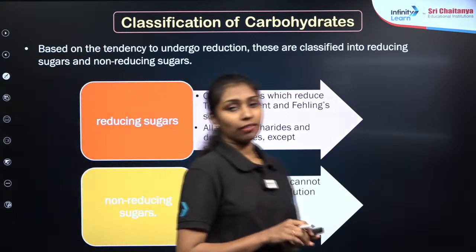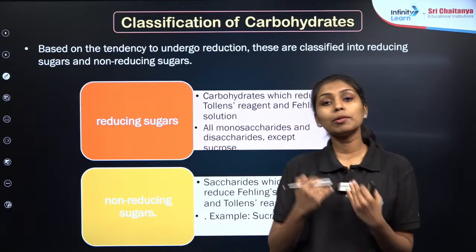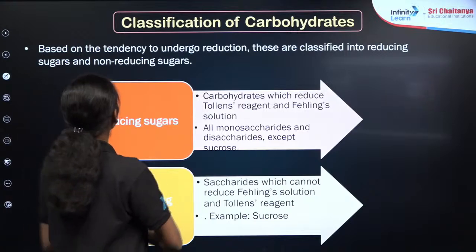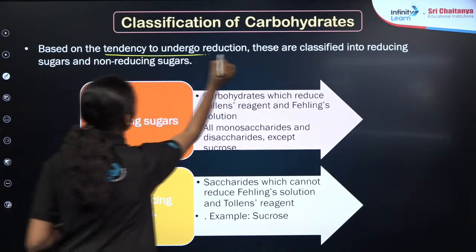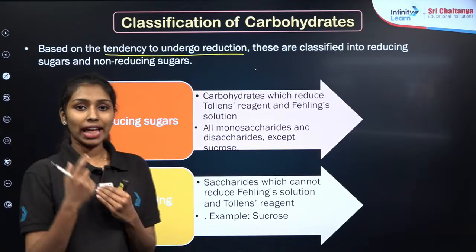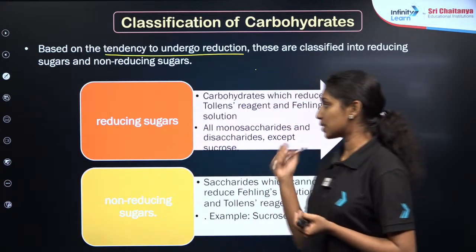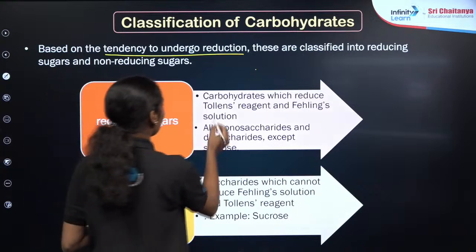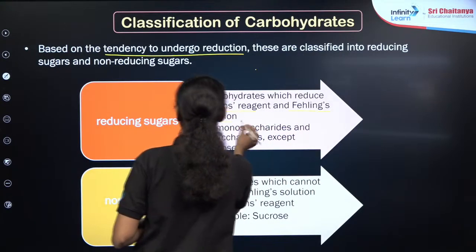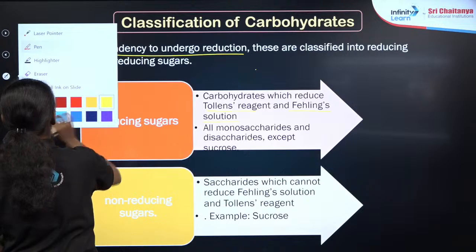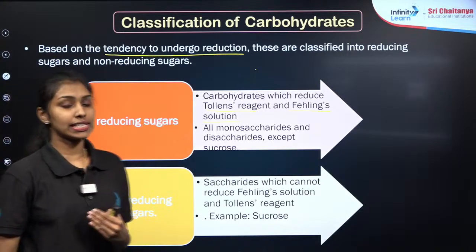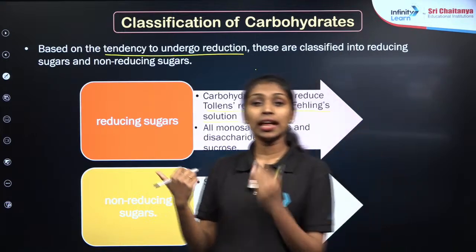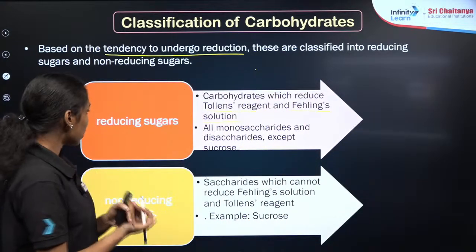So the first classification, based on the hydrolysis products, is done. Now we will move to the classification of carbohydrates based on their reduction properties, their tendency to undergo reduction. I hope everyone has an idea about reducing agents, right? Whenever we discuss laboratory techniques, there are some reagents, Tollens' reagent and Fehling's reagent. Whenever any of the carbohydrates undergo reduction using these reagents, they are known as reducing sugars.